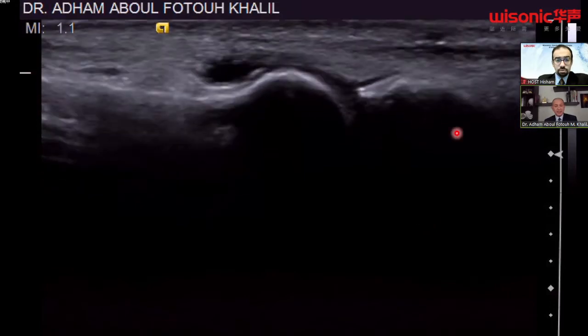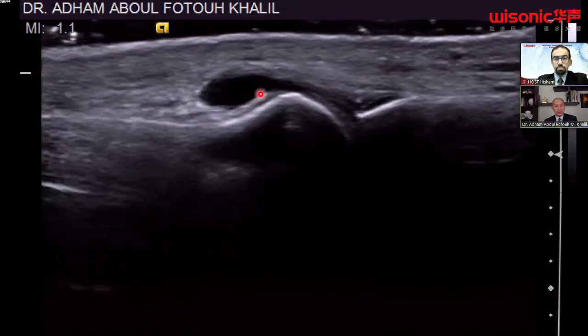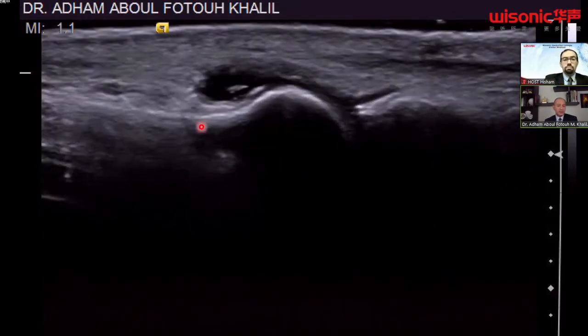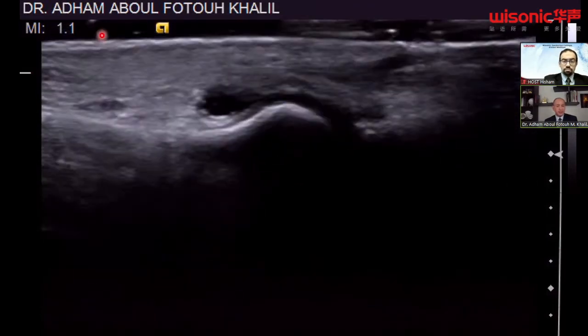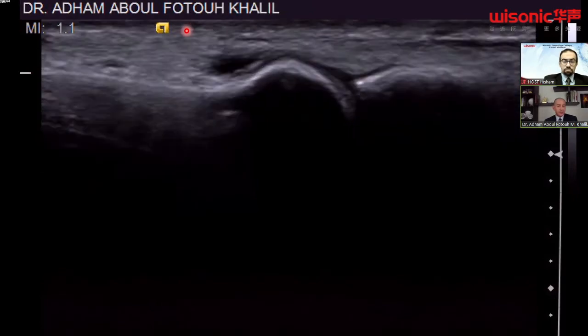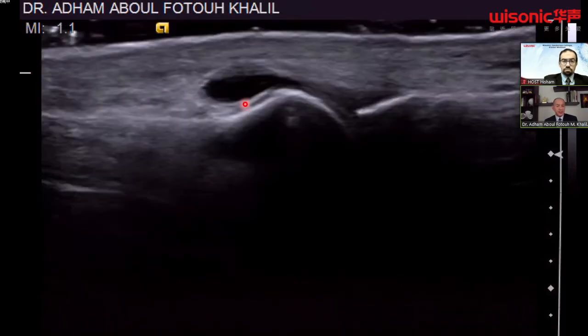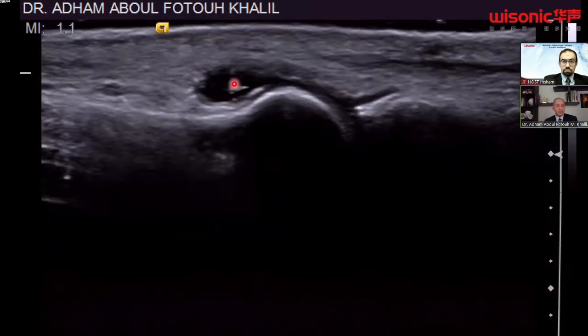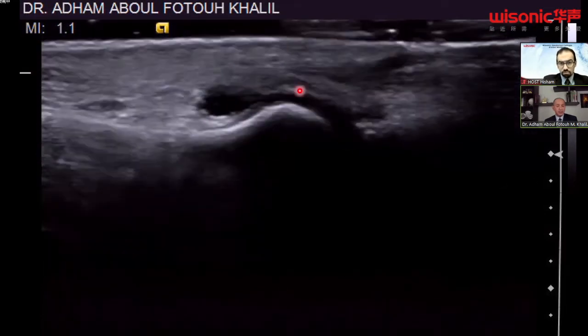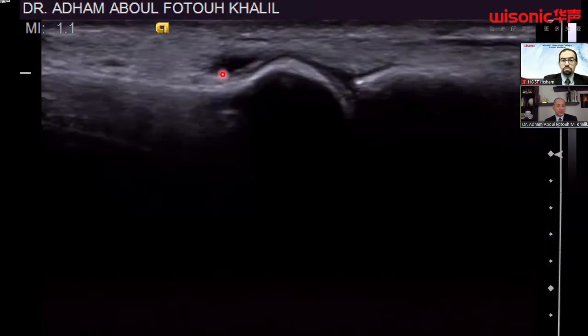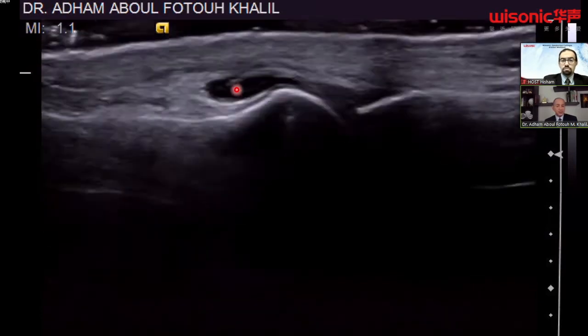Now, this is another view of a small joint. It could be an MCP, it could be an MTP, that shows some effusion. Just by applying a little bit of compression, we can see here a complete compression of the abnormal material inside the joint with complete displacement, confirming that this is completely a fluid.